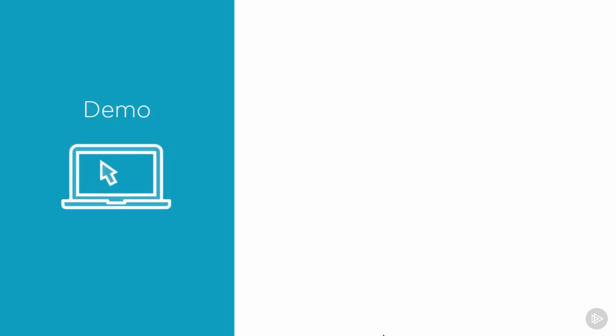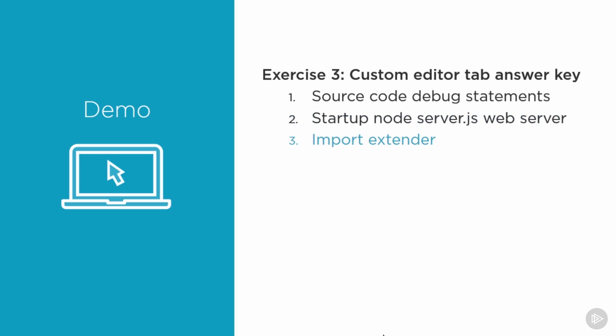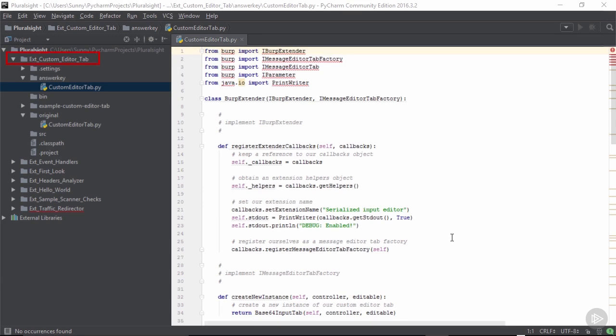This is the answer key for Exercise 3, Custom Editor tab. I'm going to go through the source code changes that I made to add debug statements. I'm going to start up the Node.js web server. I'm going to import that extension into Burp, generate some HTTP traffic, view that request in the proxy history table, and look at the new tab that's been created with the input that was placed in there and generated.